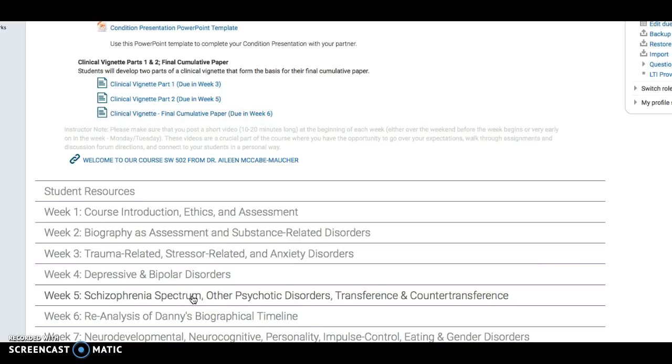Last week, you did an awesome job discussing depressive and bipolar disorders in your discussion board assignments. This week, we're going to dive into schizophrenia spectrum disorders as well as other psychotic disorders, and the very important and ever-present issues of transference and countertransference in clinical practice.